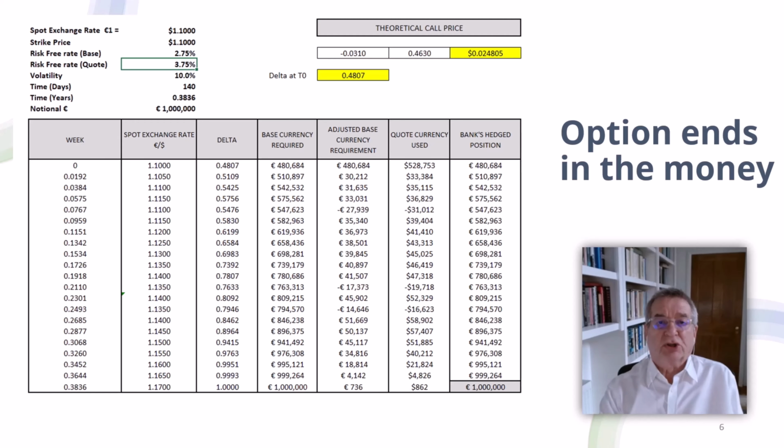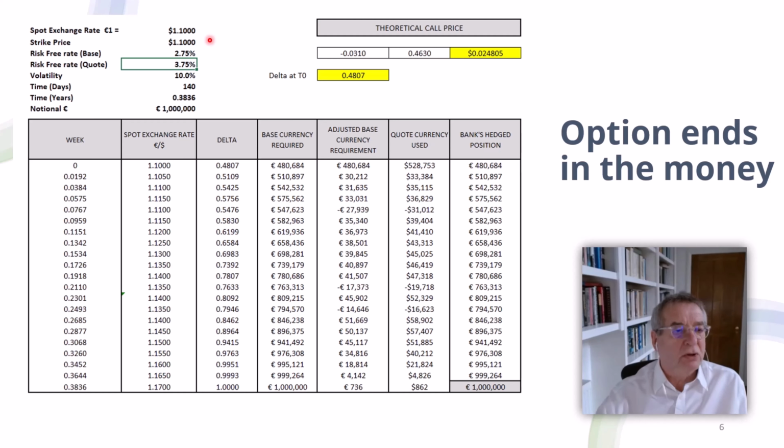So let me now consider two ways of thinking about what I've just described. And this is now seen here in the Excel document. So we have, let's say, an at-the-money FX call option here, where the spot rate is at $1.10, and likewise the strike exchange rate is also at $1.10.